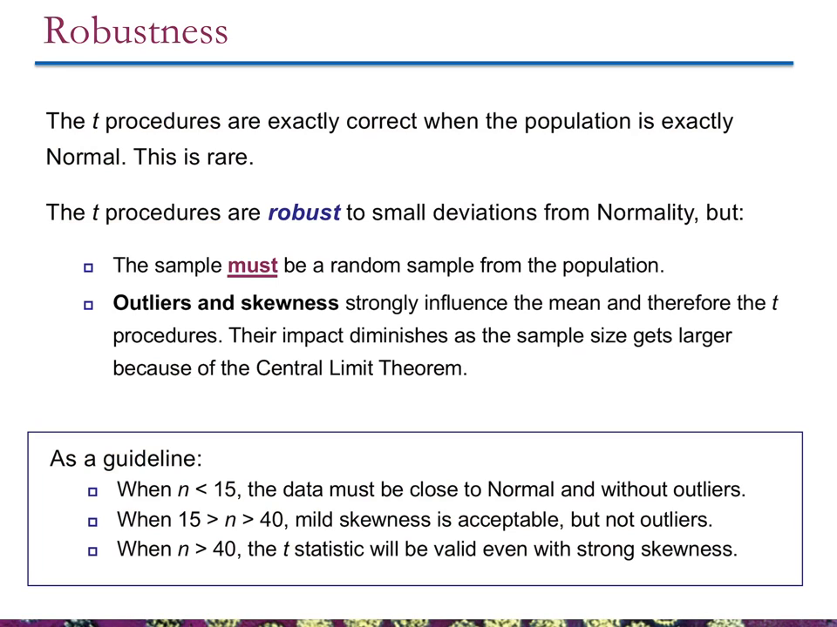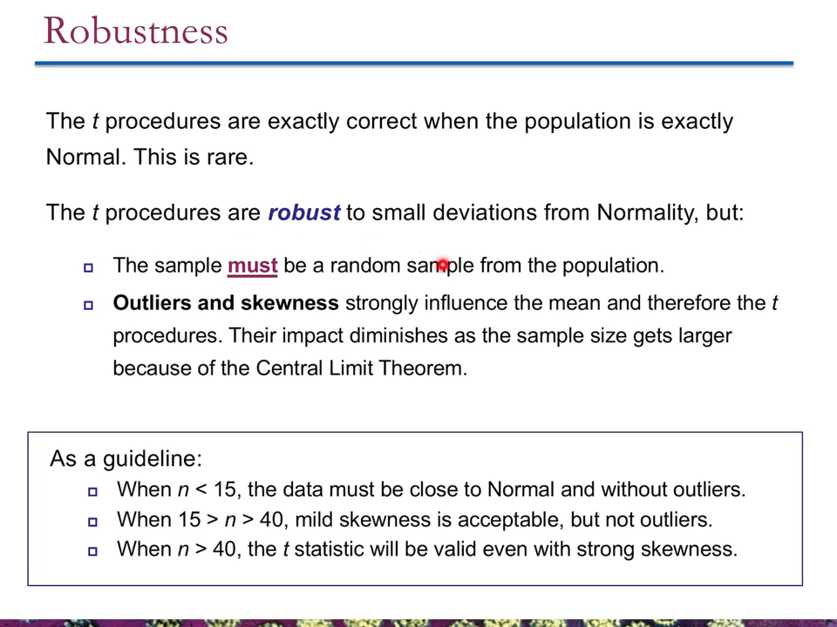Okay, now what about robustness of the t-test? I've said before, t-test is pretty robust, which means that it's not greatly affected by skew or outliers in our population, okay? So the t procedures are exactly correct when the population is exactly normal, but having a precisely normal population is a rare thing. So given that t procedures are robust, they're widely used. And it's a simple test, which is another reason why it's widely used, and they can be applied to a lot of different situations.